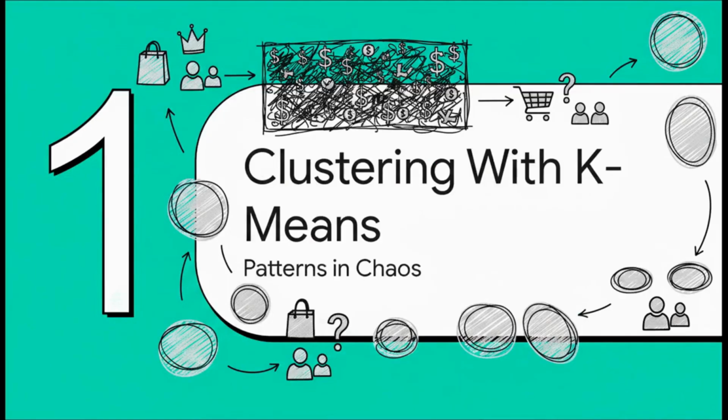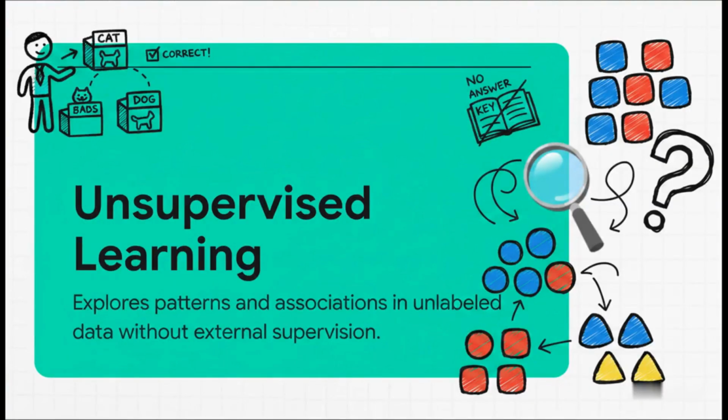Section 1. Clustering with k-means, finding patterns in the chaos. So picture this. You've got a massive spreadsheet of customer data, right? Maybe it shows their ages and their incomes, but you don't know who the premium customers are or who the bargain shoppers are. You don't have any predefined labels or answer keys. How do you actually make sense of that data? Well, to solve that, we use unsupervised learning.